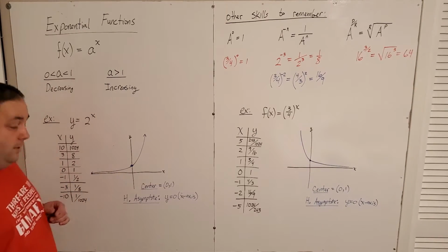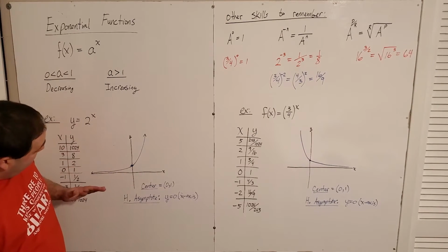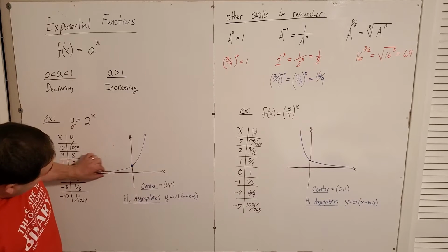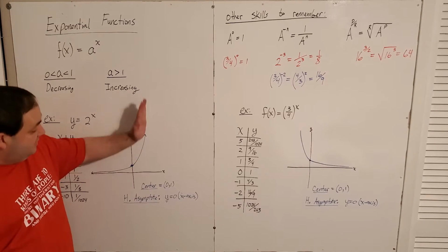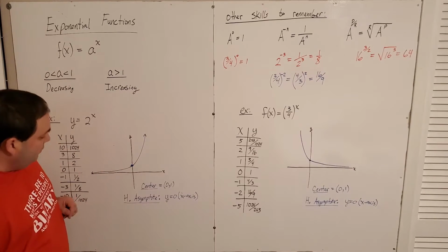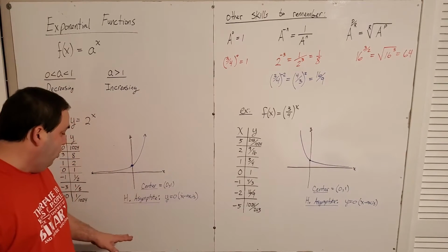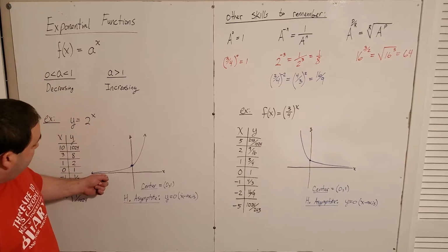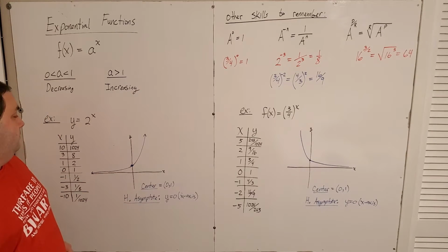So some major important features here are that it's asymptotic on one side, and then it's unbounded on the other, and it has this center point, okay? So the center point is (0, 1), and you have your horizontal asymptote, the x-axis right here.